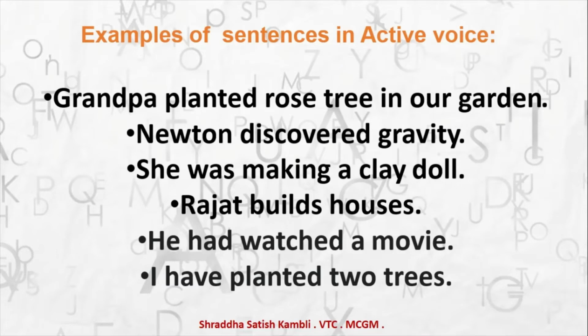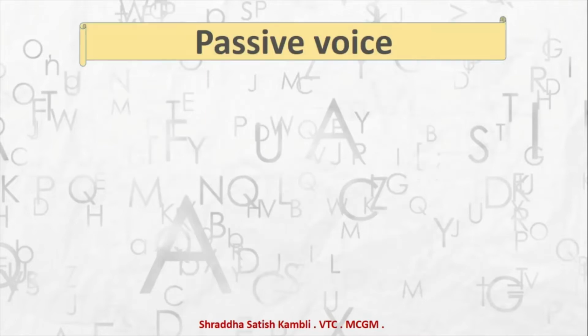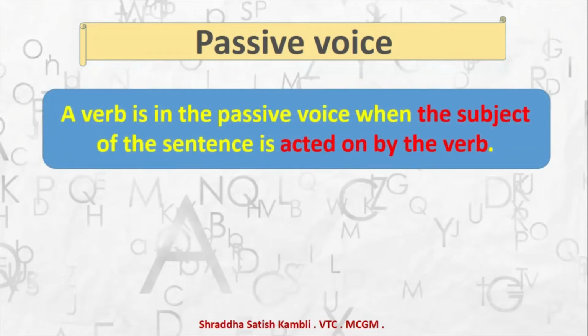Okay, so these are all examples of sentences in the active voice, and we are all seeing how each of these sentences is beginning with the subject. Okay, now as against this, let us try and understand what is passive voice. So passive is the opposite of active, isn't it? So what is passive voice? A verb is in the passive voice when the subject of the sentence is acted on by the verb.